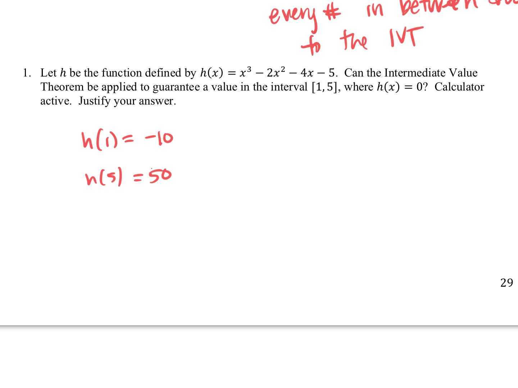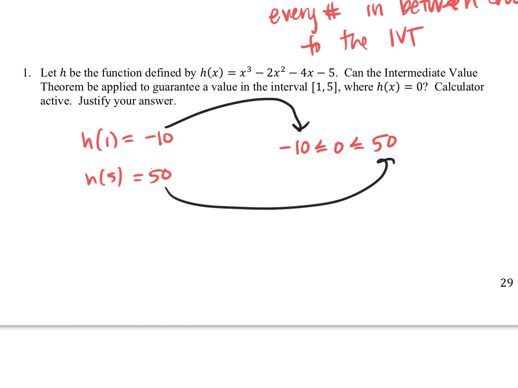Yeah, so here's what I would write if I were you. From -10 is less than or equal to 0, which is less than or equal to 50. So I'm just plugging in my endpoints. That's the smallest. That's the biggest. 0 has to be in between. So I would say, yes, by the IVT. And this is the perfect rationale, you guys. Plugging that in right there, showing this number is in between the values from my endpoints.